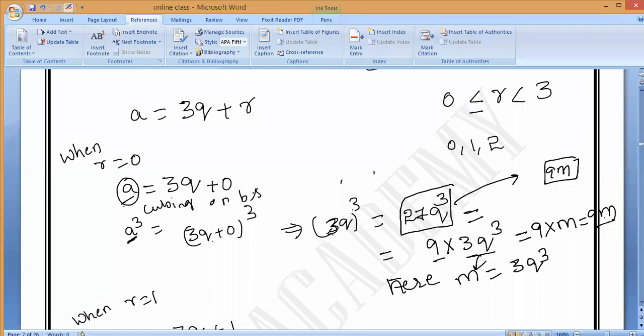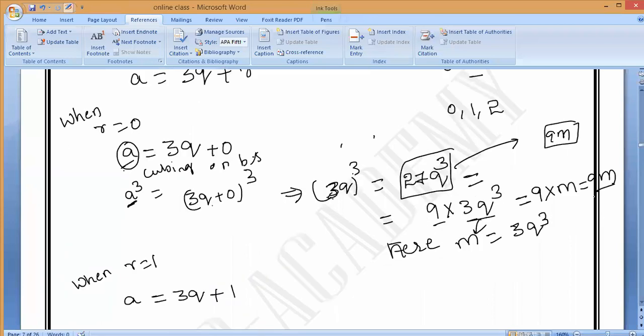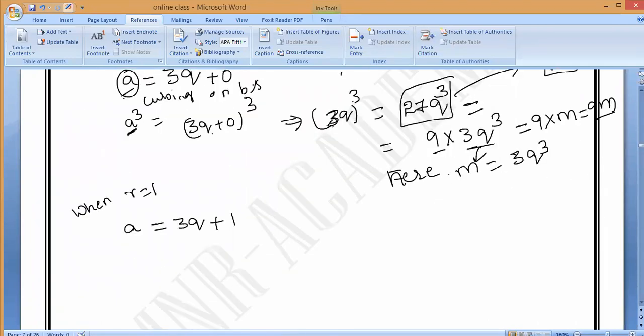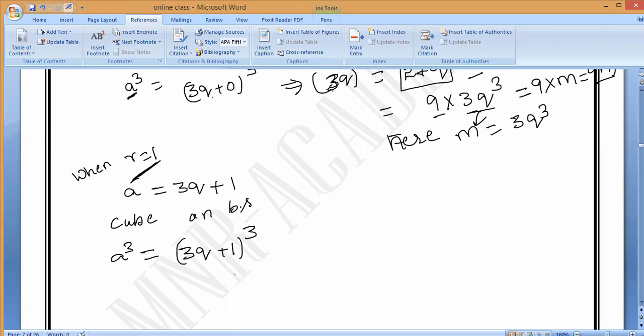Do you understand? 9m. Next case, case 2, when r equals 1. Cube on both sides: a cube equals (3q plus 1) the whole cube.